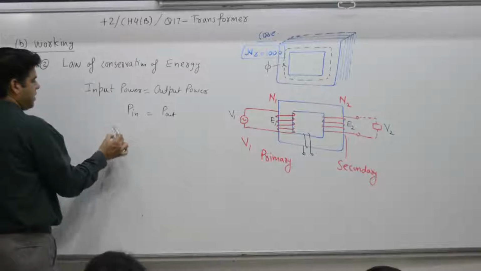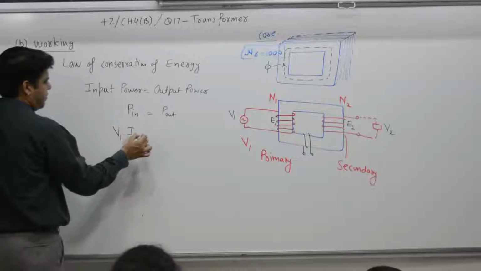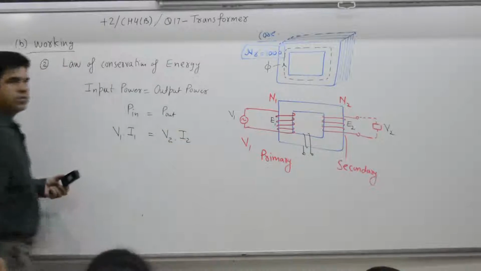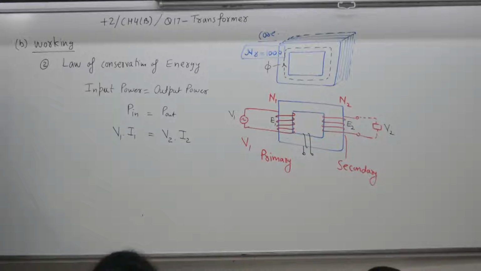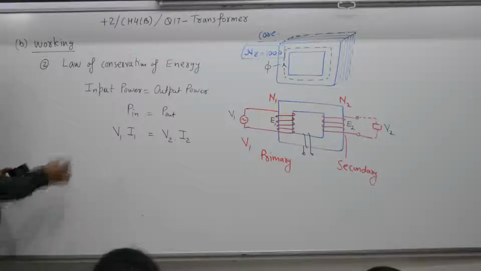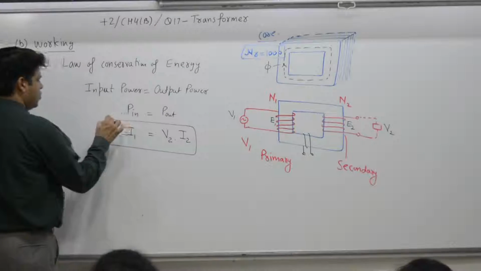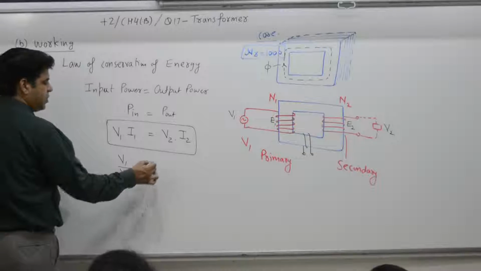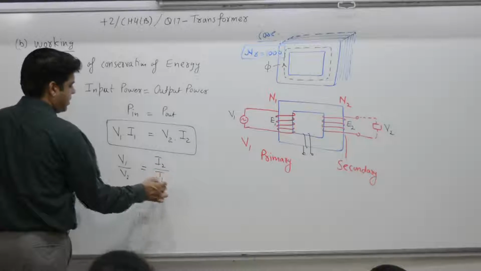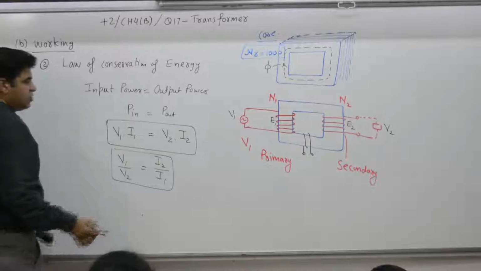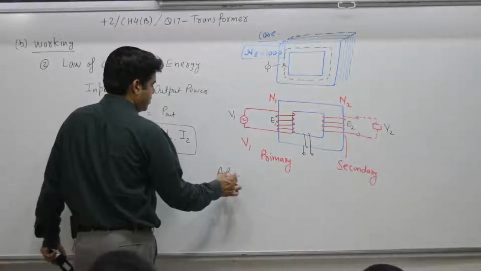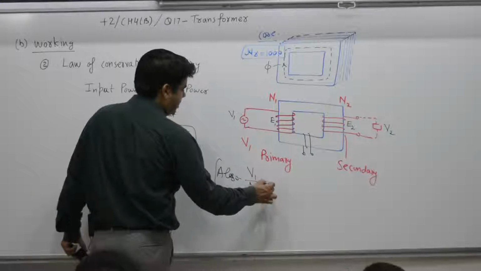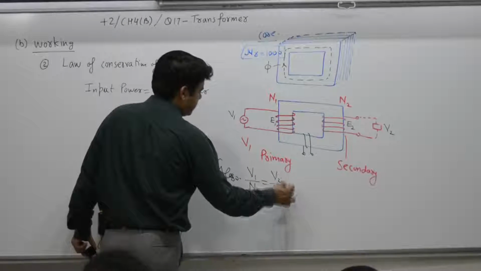What is input power? V1 I1. Output power, V2 I2. And with this, V1 by V2 is equal to what? I2 by I1. This is one. It is also true that voltage per turn remains same.